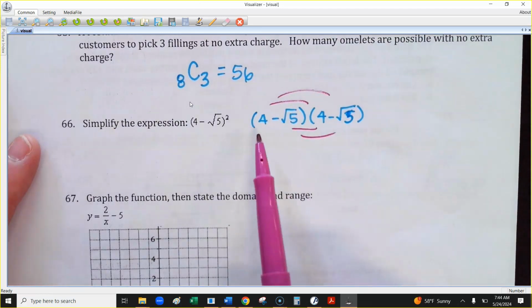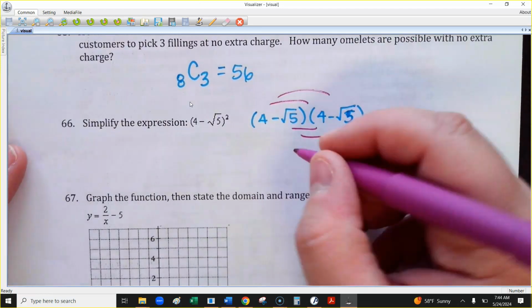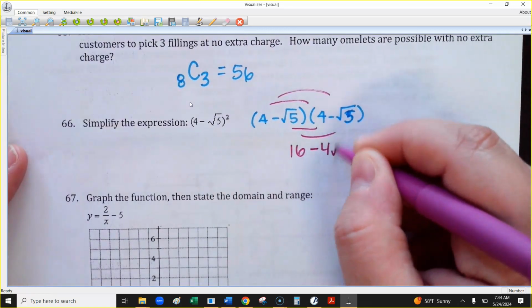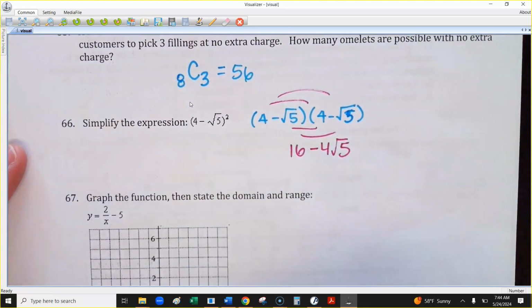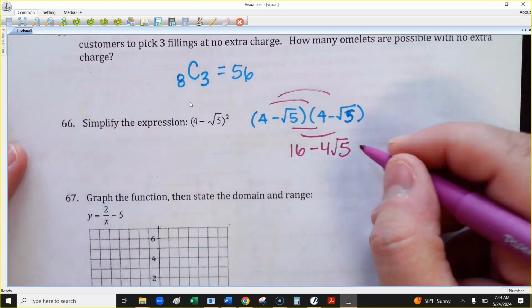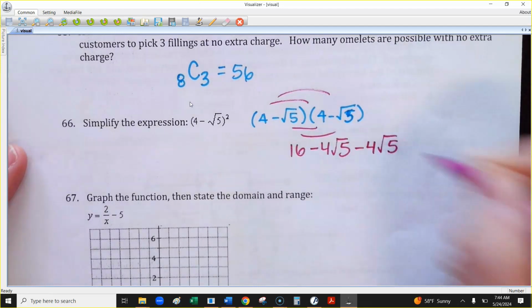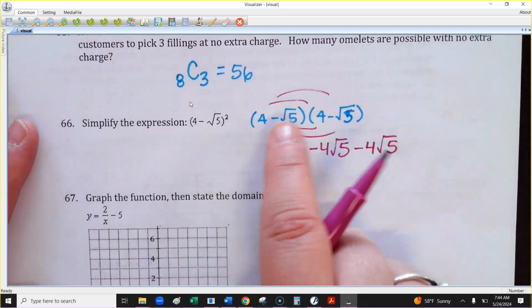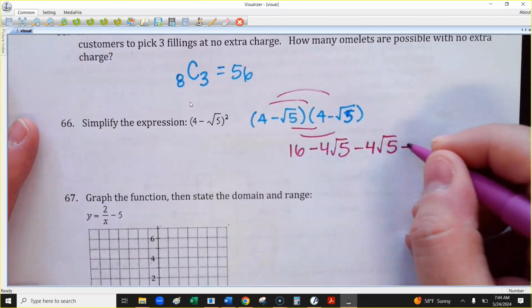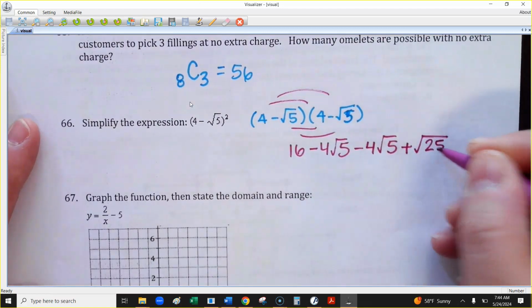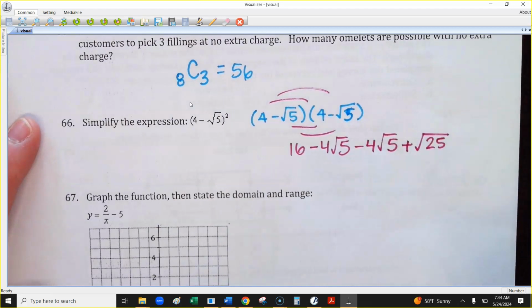So just plain numbers here, 4 times 4 is 16. Now, 4 times negative root 5, you would just write negative 4 roots of 5. And you're going to turn around and get the same thing with the next 2 terms. Negative root 5 times 4, another negative 4 roots of 5. Those don't cancel. They're both negative, so that's going to give you negative 8 of those. Now, on the end, be careful. Negative times a negative should become positive. 5 times 5 would go under the square root, which is 25. So that last term actually does become a perfect square.